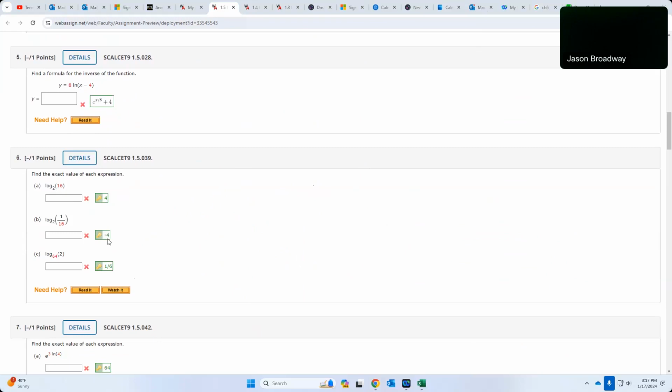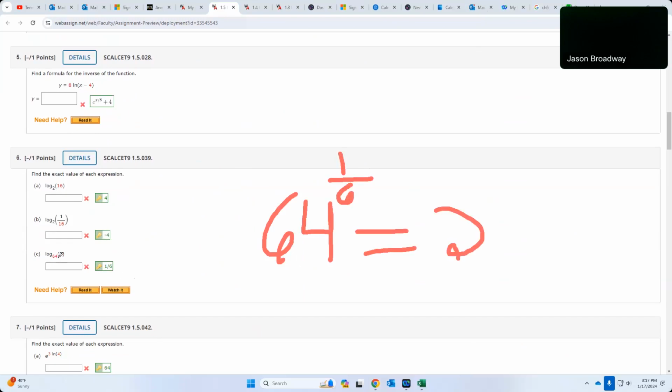For this, it's negative 4. 2 to the negative 4 is 1/16. It's like b to the o equals a. And 64 to the 1/6 equals 2. 64 to the 1/6 power. Remember, that's the 6th root of 64 equals 2. Right? That's why that is true.